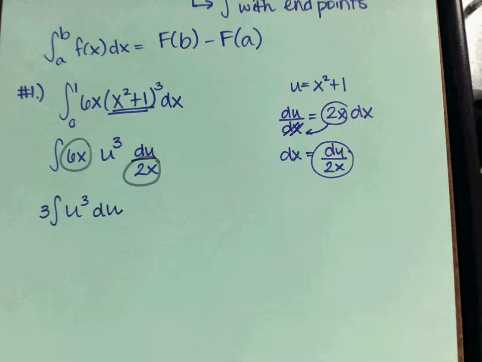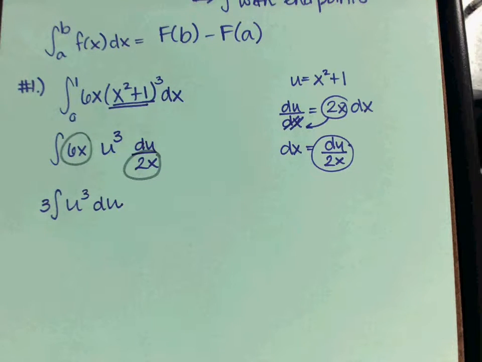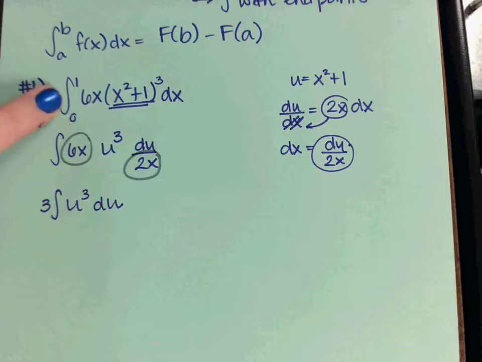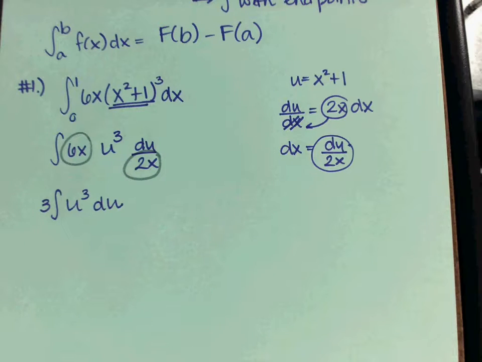Now, for now, I want you to not put any endpoints. This is why: your integral is in terms of u, and these endpoints are for the letter x. So on the AP test, if it's free response, you have to pull those endpoints off. You can't put them back until you have x's again.